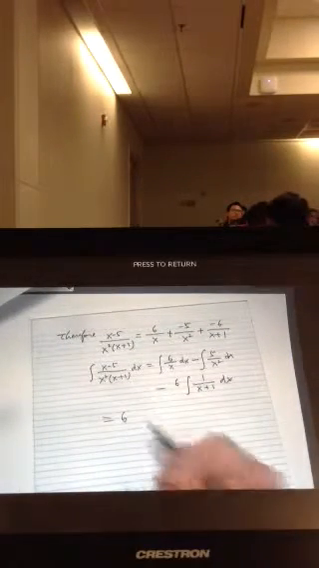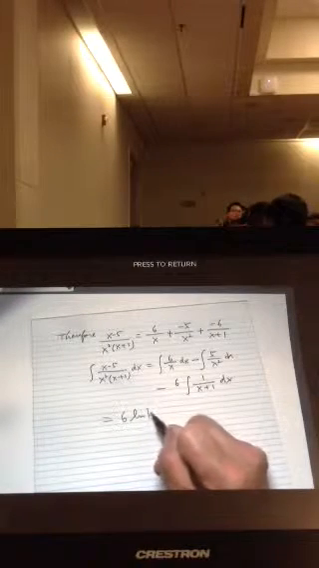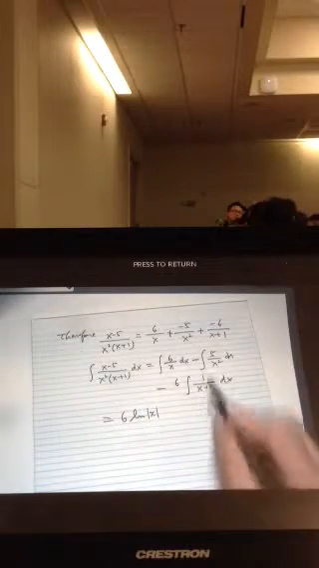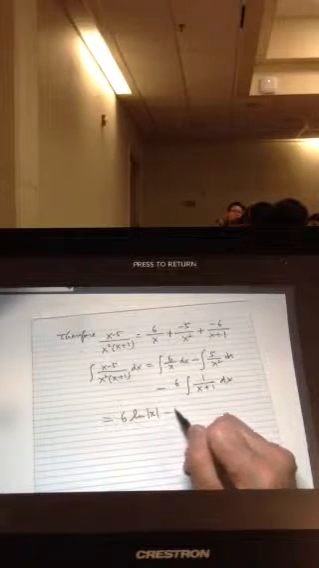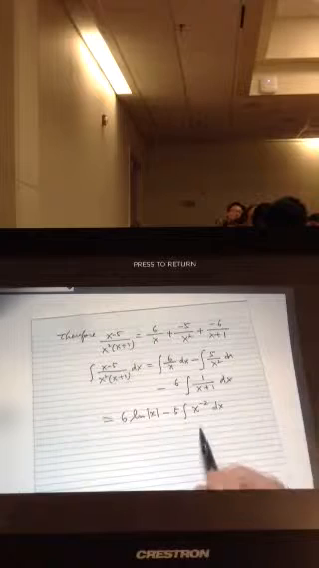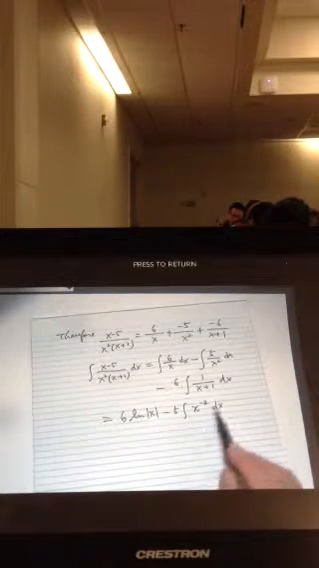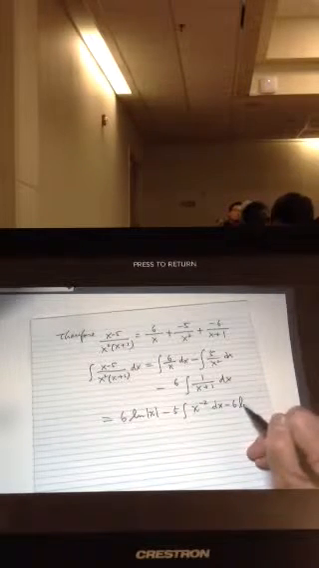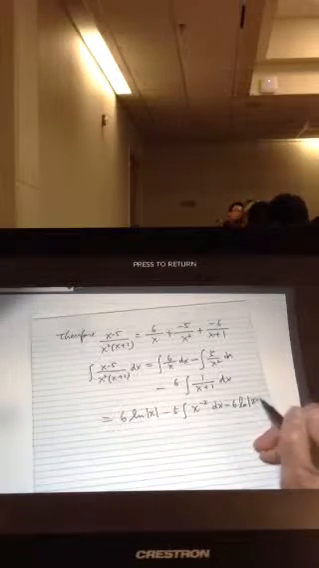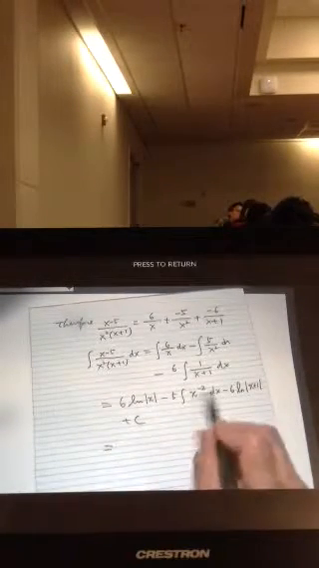Okay, so the first one, the antiderivative of 1 over x is natural log of absolute value of x. Now for the second one, I'm going to write it as x to the minus 2. Then I can use the power rule to do the antiderivative. For the third term, it's simply natural log of absolute value of x plus 1. And I add a constant. Okay. And I still have to do this part.